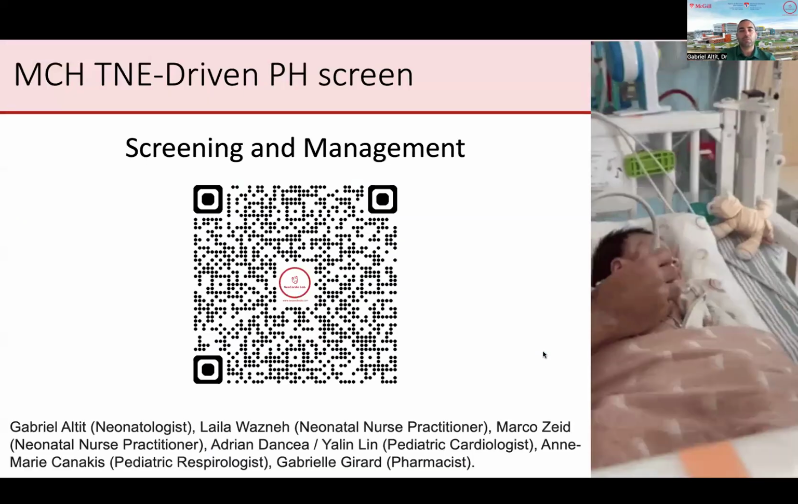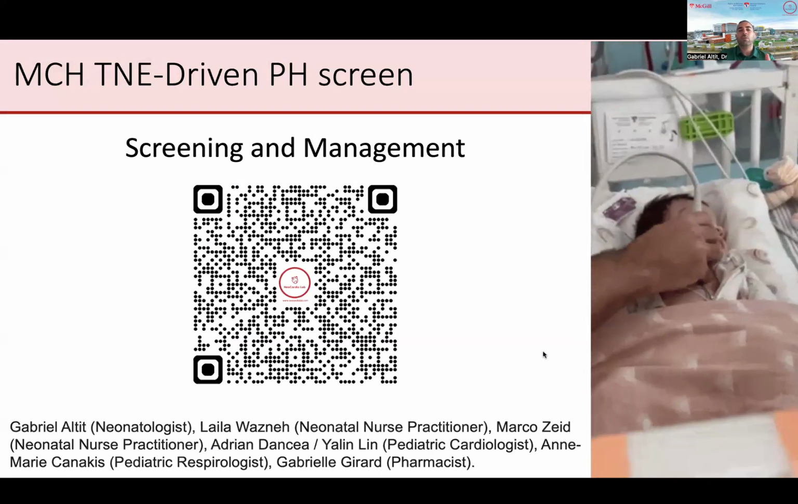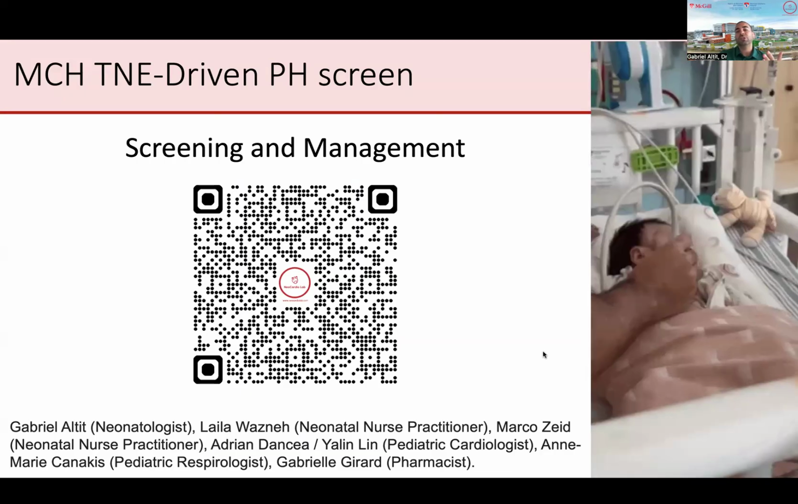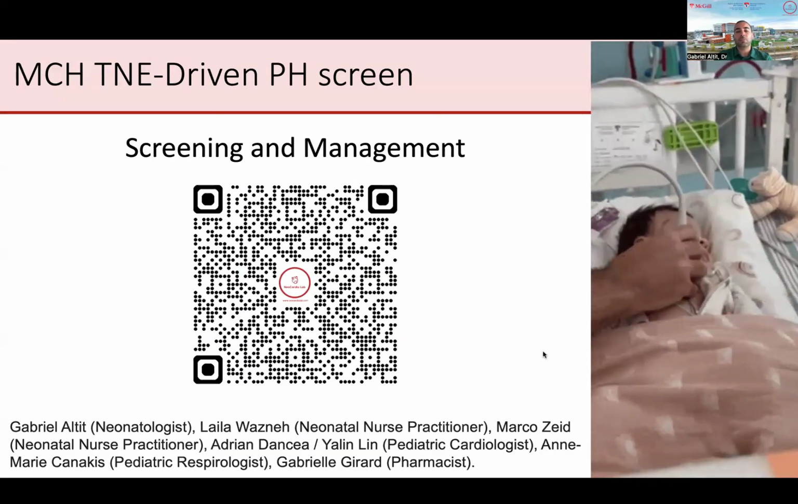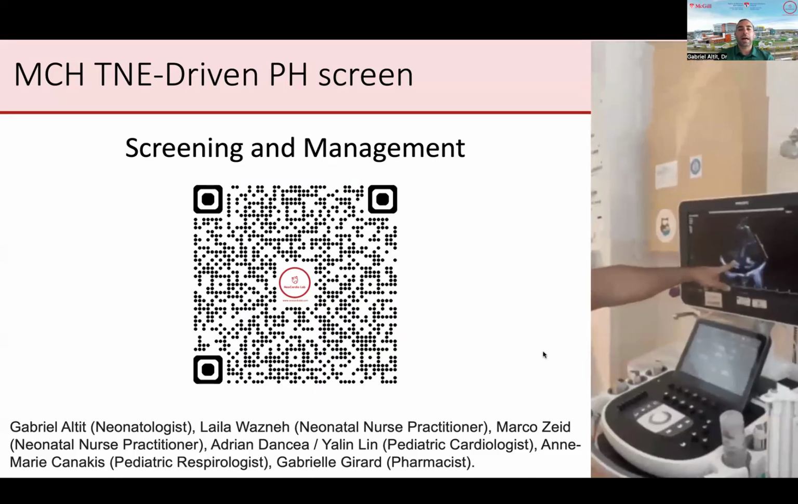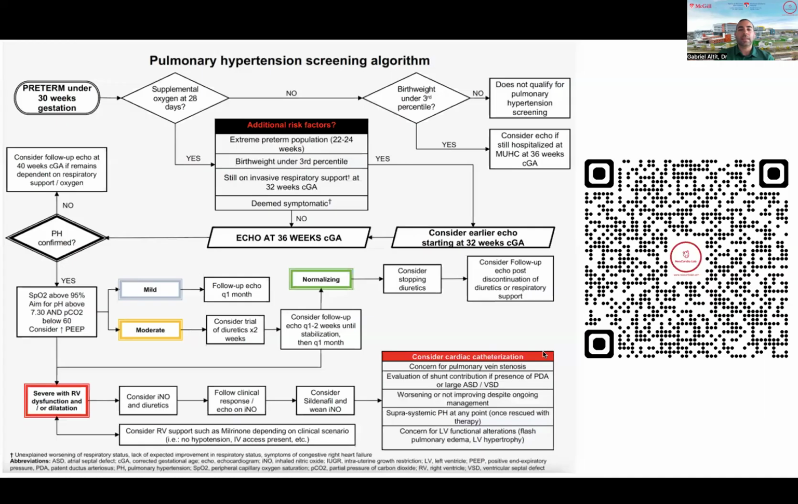I've put here a QR code of what we do in our center. We've designed this in a multidisciplinary fashion, and so I do highly recommend you do the same within your own center, but I've put there what we do in our own screening process.